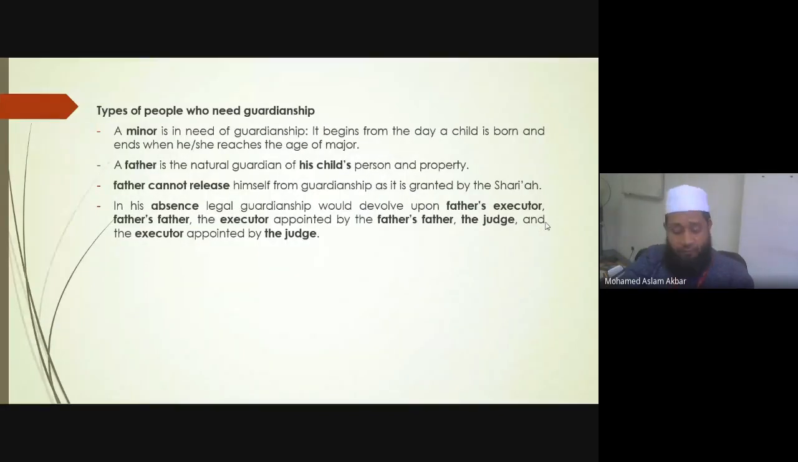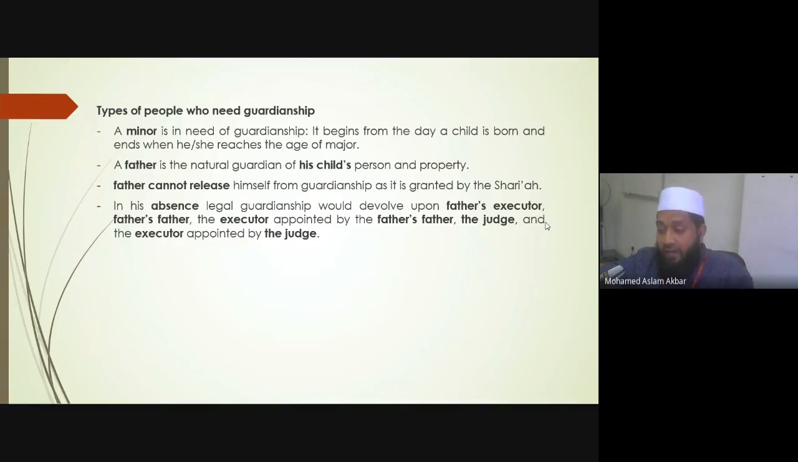So, types of people. Who are the people who need guardianship? Of course, it's very clear. As I told you, a minor always needs a guardian. Father is the natural guardian for everybody. That's why you and I always put the father's name behind ours, right? We put Muhammad Aslam bin Akbar, or Fatima binti Muhammad Akbar. This is how we put our father's name behind us. The reason is that he is our first guardian.